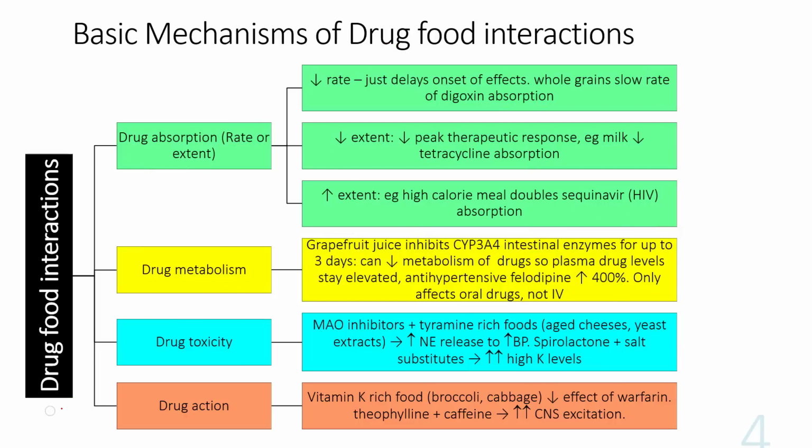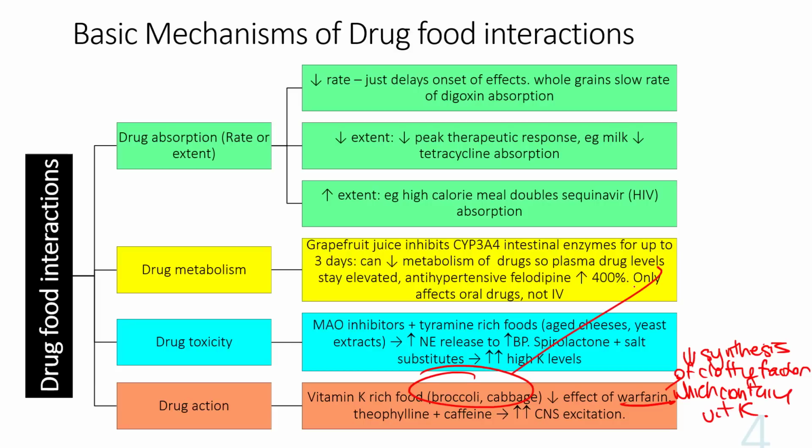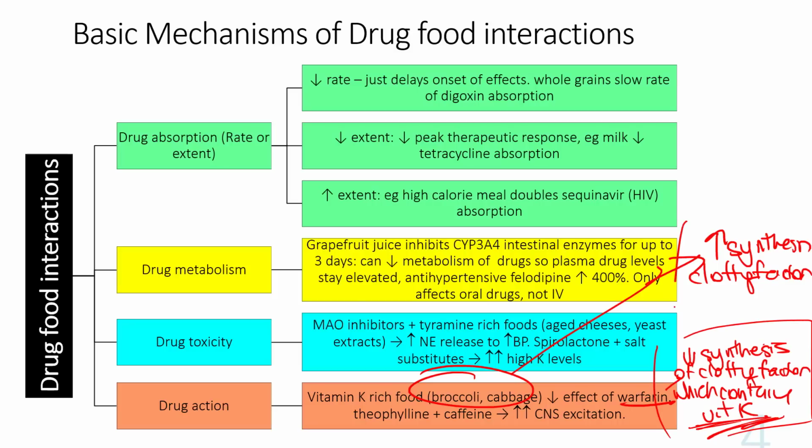Another possibility for drug-food interactions is listed over here. If you're on warfarin, it only inhibits the synthesis of those clotting factors which contain vitamin K. But if that person loves broccoli and cabbage, and eats a lot of broccoli and cabbage, it can increase those very same clotting factors. So you've got a drug that works to decrease the possibility of clots occurring by decreasing the synthesis of clotting factors, and then you're eating broccoli and cabbage, which increases the synthesis of clotting factors. So it actually decreases the therapeutic effect of warfarin.